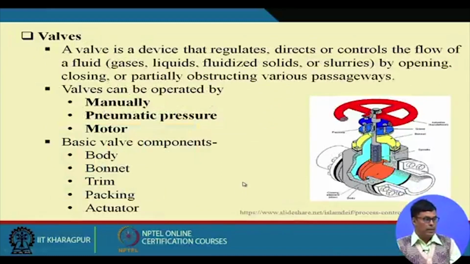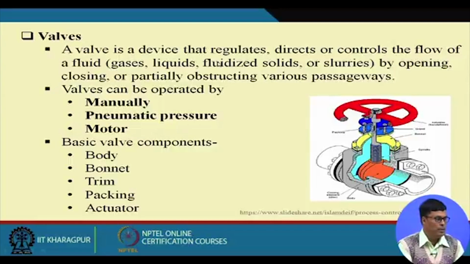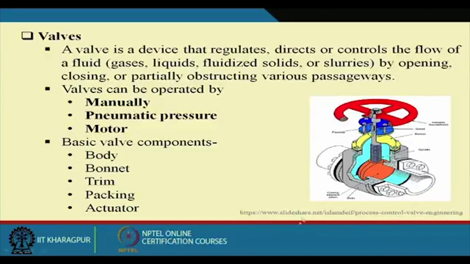Now, besides that, there are different valves used in the fermentation industries. That is very important. A valve is a device that regulates, directs or controls the flow of fluid, gas, liquid, fluidized solid or slurry, by opening and closing or partially obstructing the various passageways. The valves can be operated manually, by pneumatic pressure, or by a motor, based on the valve components: body, bonnet, trim, packing, and actuator. These are the different portions that are being shown here. This is how the valve looks.